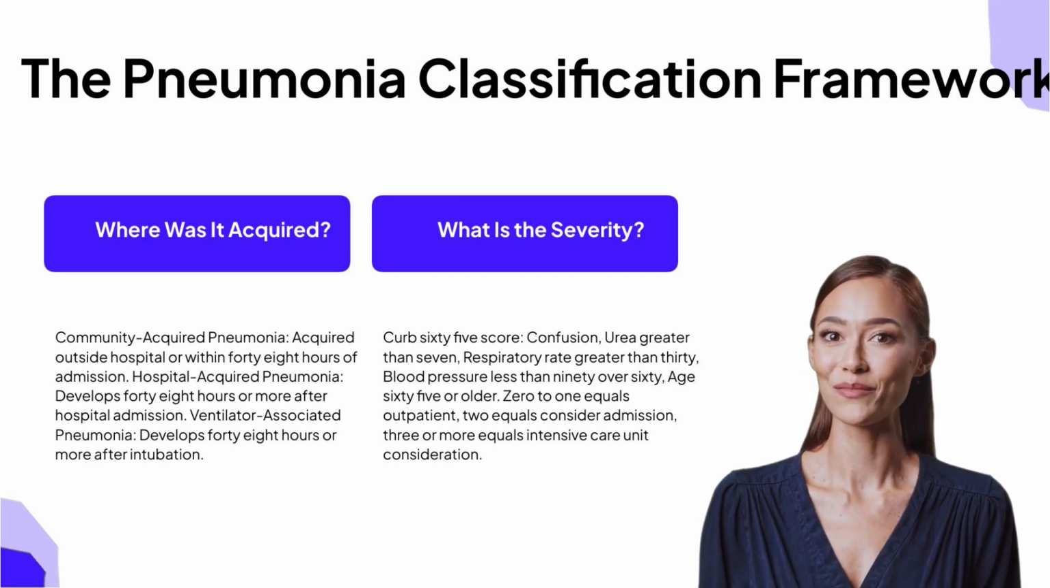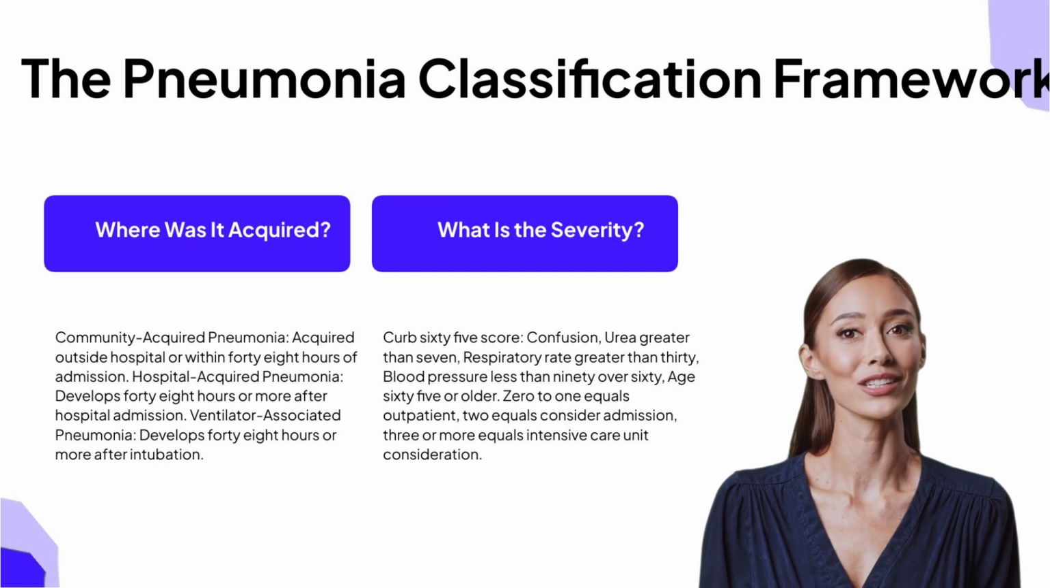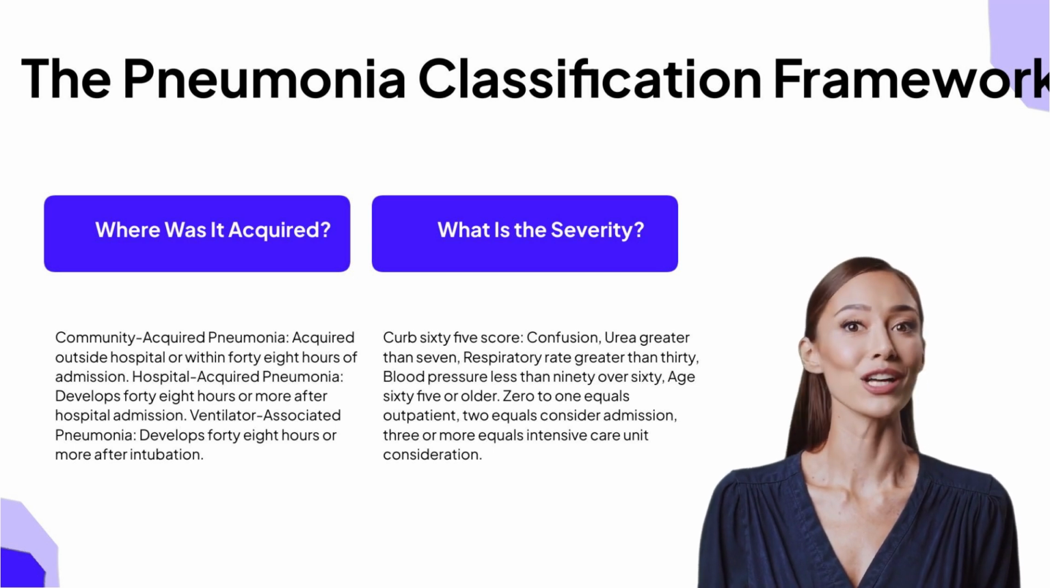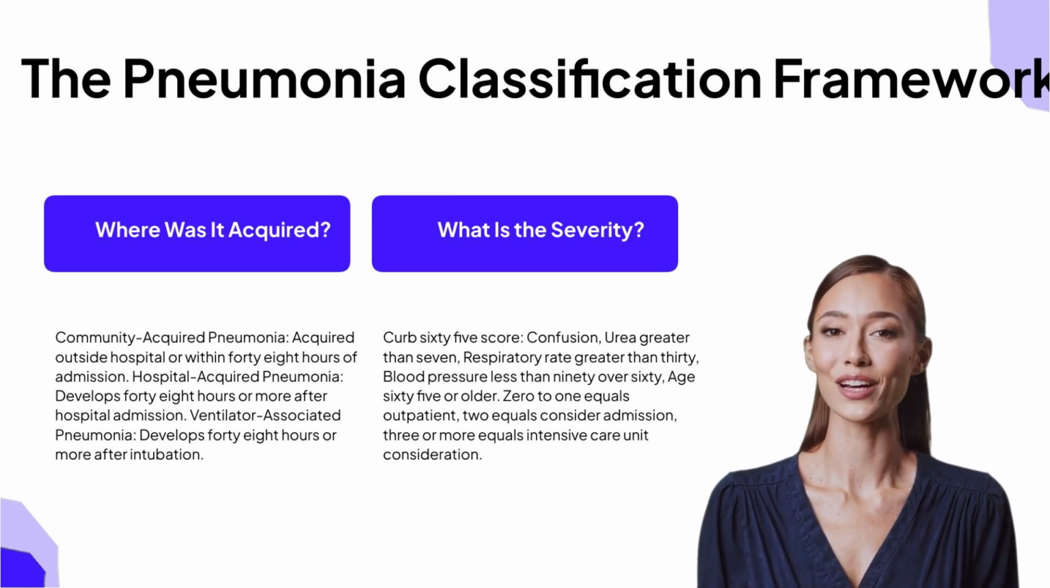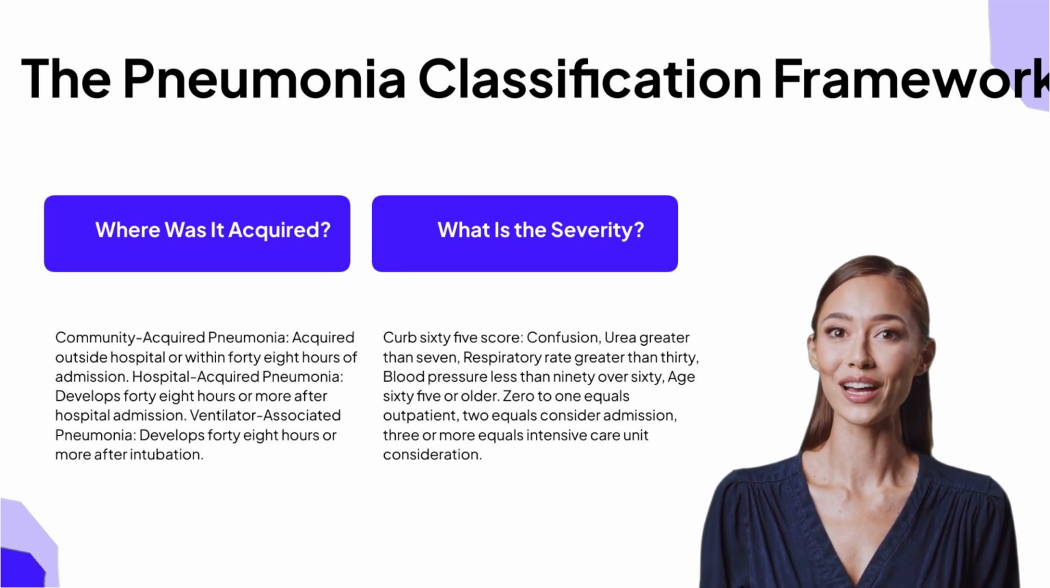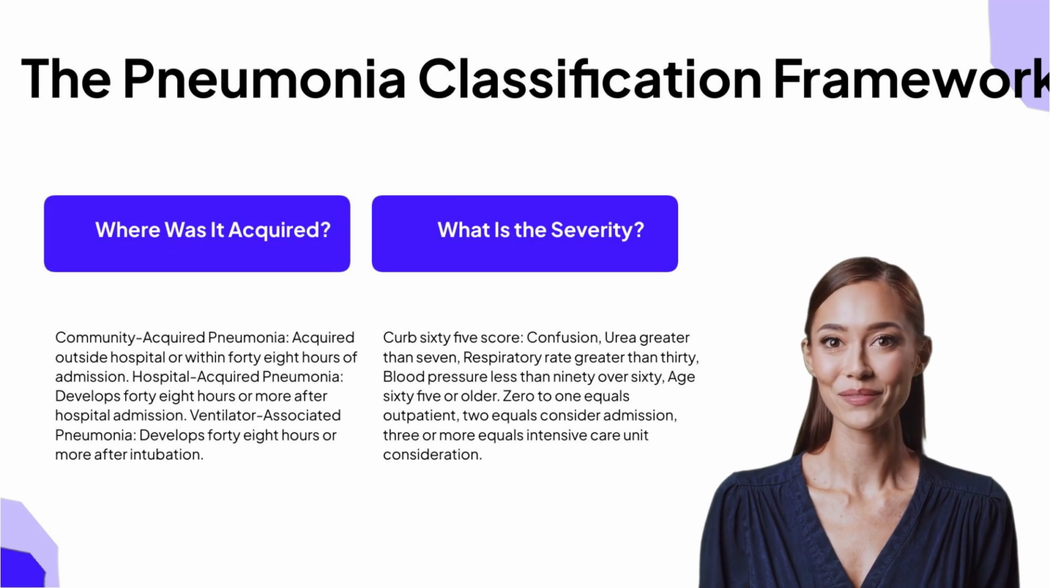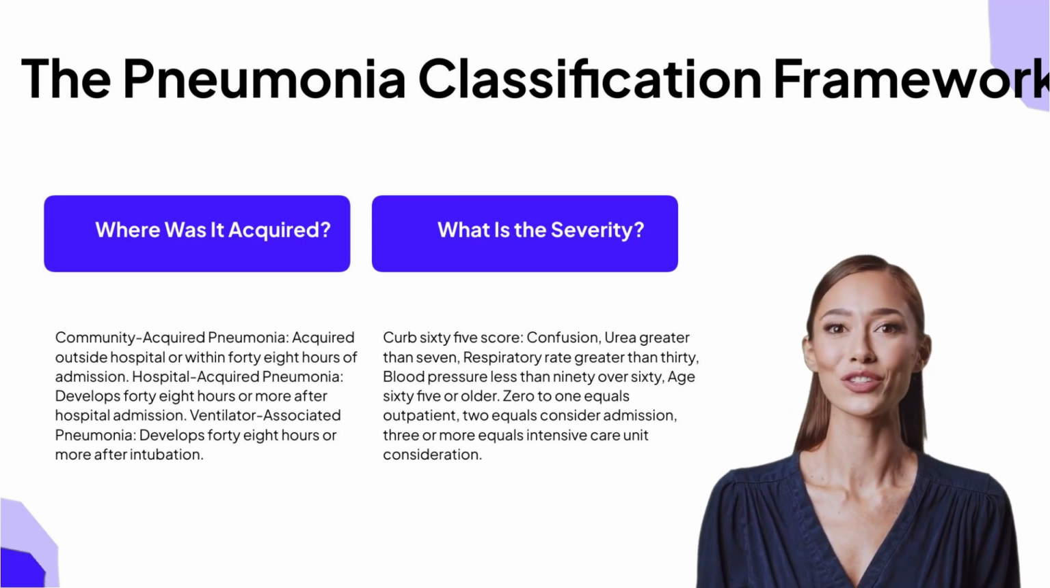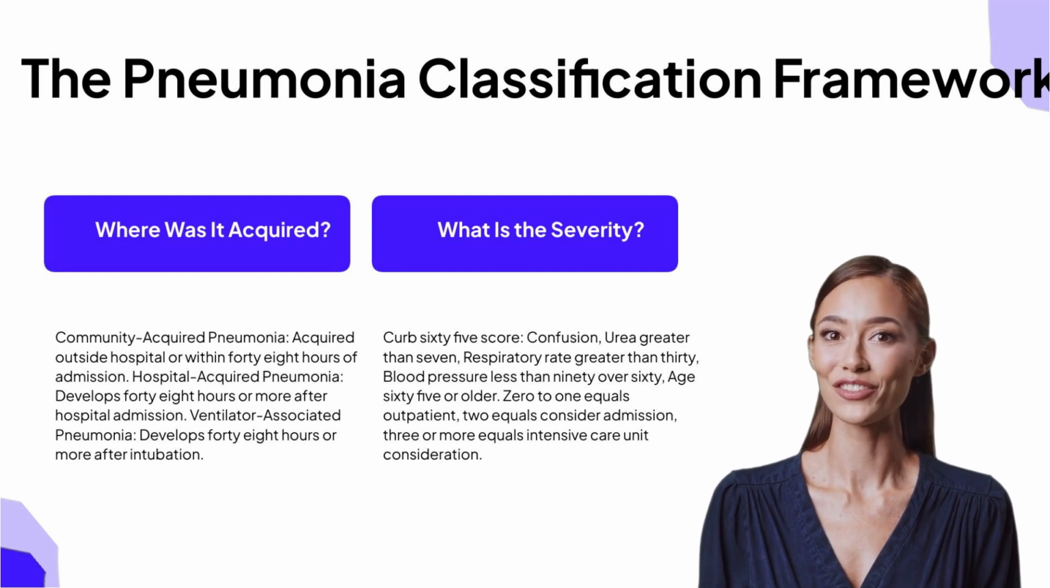The two questions you must ask yourself when reading any pneumonia stem are, where was it acquired? And what is the severity? Community-acquired means outside the hospital or within 48 hours of admission. Hospital-acquired develops after 48 hours. Ventilator-associated develops after 48 hours on the vent.